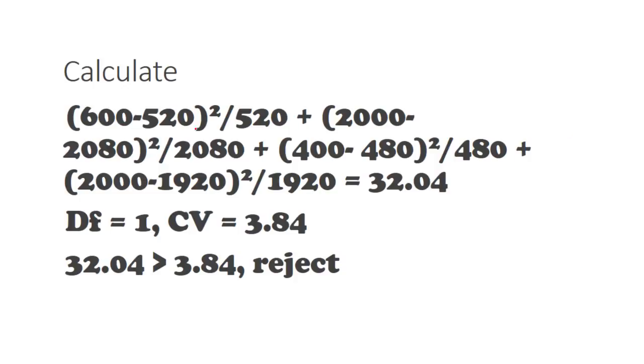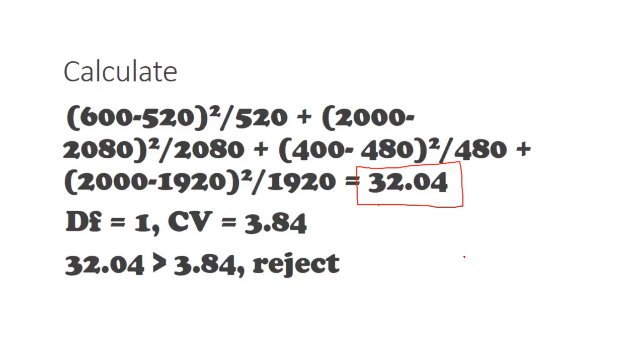So we stick all those numbers in our little formula, and we get 32.04. Okay? What does 32.04 mean? That's right. It means nothing. We have 1 degree of freedom. The critical value is 3.84. We already looked that up.